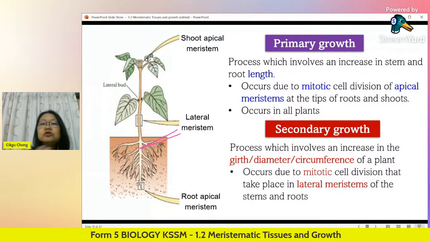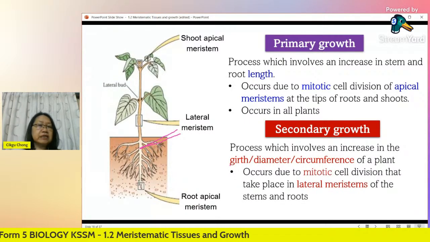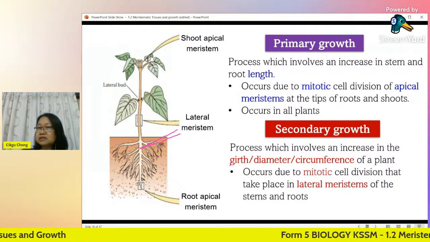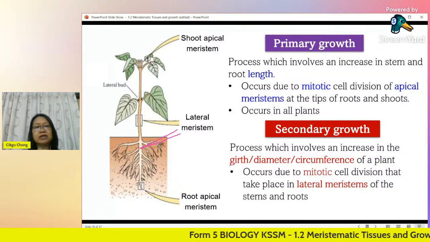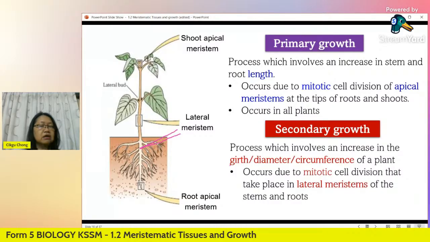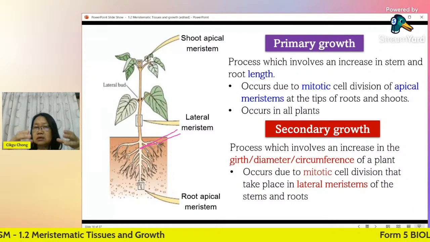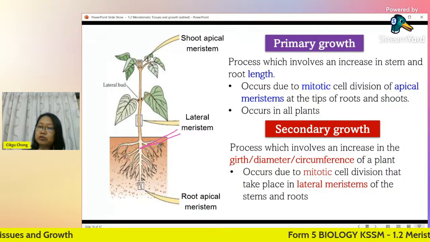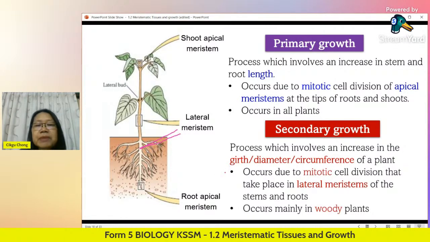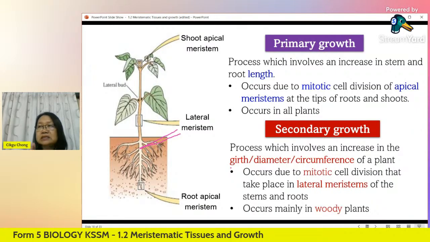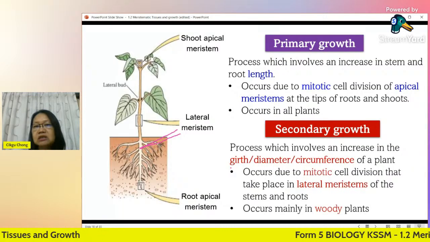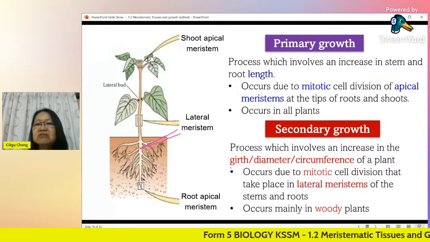This is also due to mitosis, but the mitosis is not taking place in the apical meristem. It takes place in the lateral meristem. So you can see that secondary growth involves the lateral meristem, that is in the cambium. The cambium tissues, the cork cambium and the vascular cambium in the lateral meristem. So you have it at the stem, you also have it at the roots. And it occurs mainly in woody plants. That means plants that are able to form wood. In fact, the reason it can form wood is because it already carries out secondary growth.